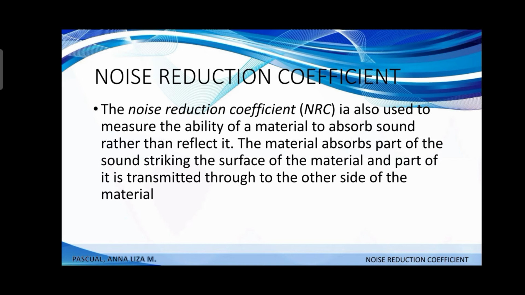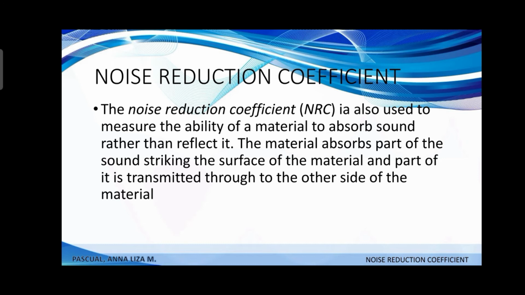The noise reduction coefficient or NRC is also used to measure the ability of a material to absorb sound rather than reflect it. The material absorbs part of the sound striking the surface of the material and part of it is transmitted through the other side of the material. The NRC is established by averaging the absorption coefficient of the middle frequencies, expressed to the nearest multiple of 0.05. It can theoretically range from 0.0 to 1.0, with a perfectly reflective material rated at 1.